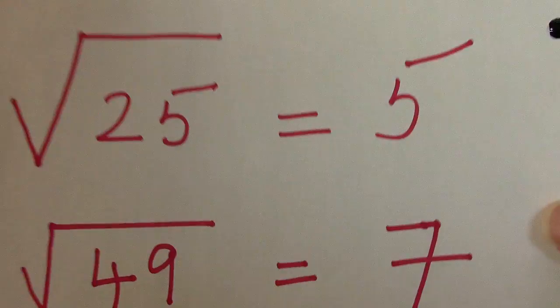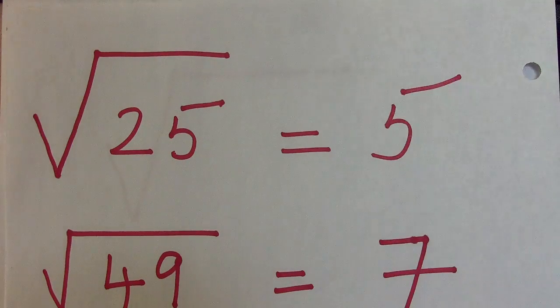Now, let's go back and look at the square roots that we talked about. The square root of 25 is 5. So, the square root of 25 times the square root of 25 is 25. The square root of 49 is 7, so the square root of 49 times the square root of 49 equals 49. In other words, the square root of a number multiplied by the square root of the same number gives us the number.